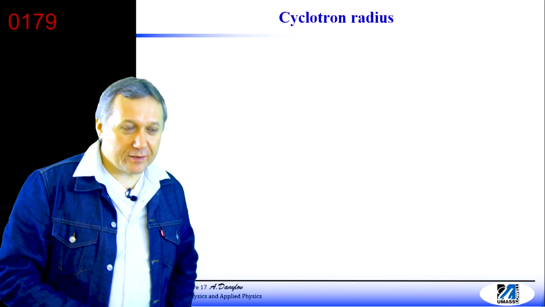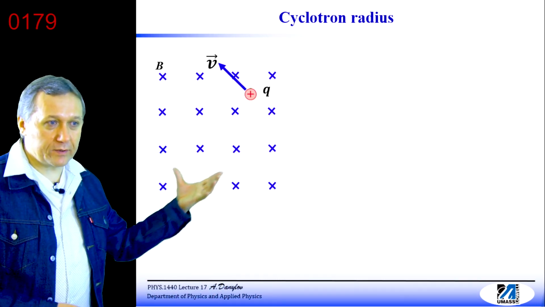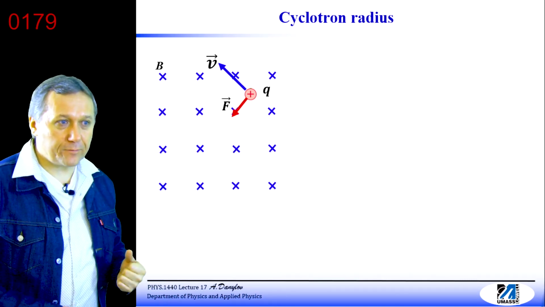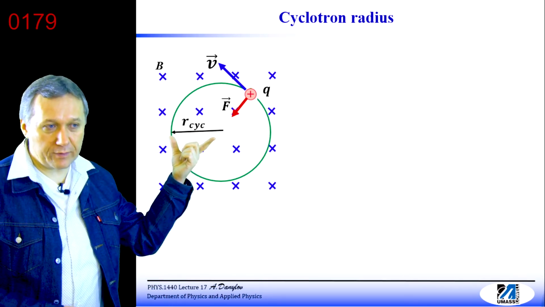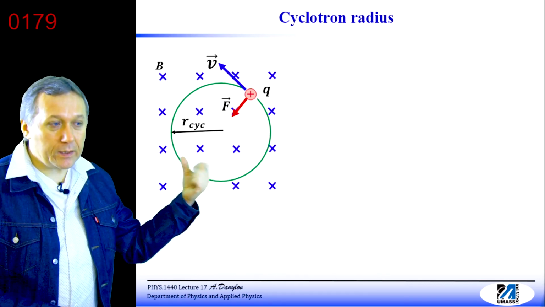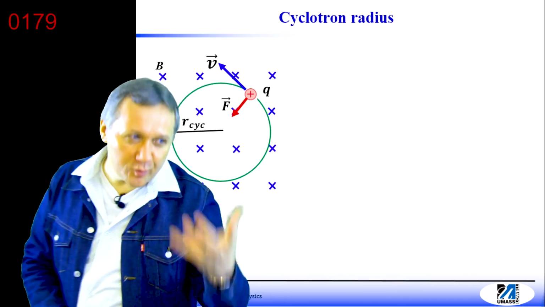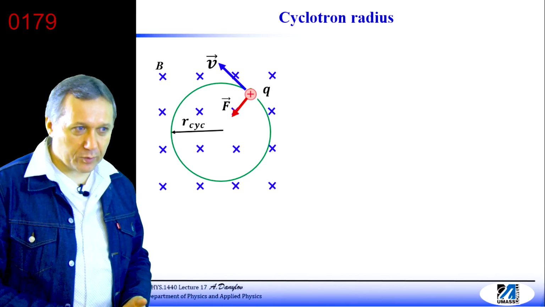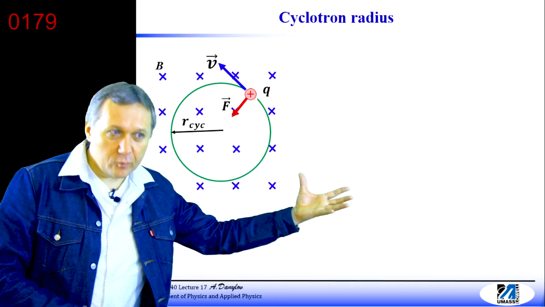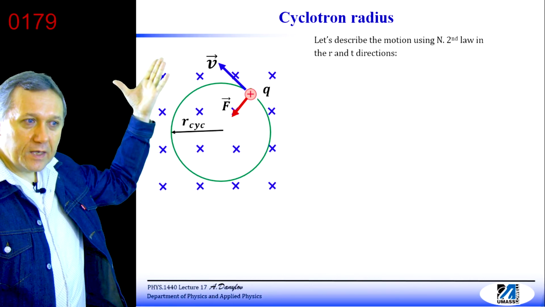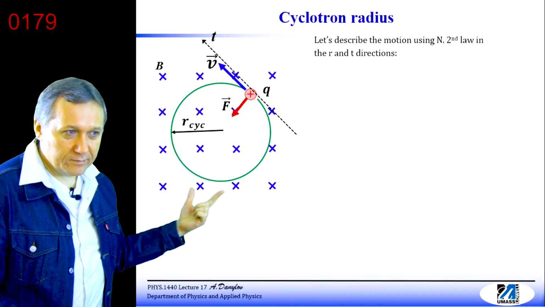Okay, so now let's try to derive the cyclotron radius. Let me just reproduce the picture. So we have this uniform magnetic field, velocity, force perpendicular, and this is the trajectory. And as I said, that's what we will eventually have to find, the cyclotron radius. And you remember in physics 1, which axes did you use to describe a circular motion? Instead of x and y, we use different axes. We used T, which gives us the tangential direction, and R, the radial direction.